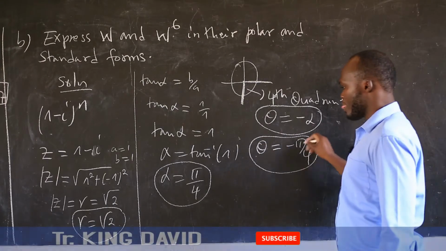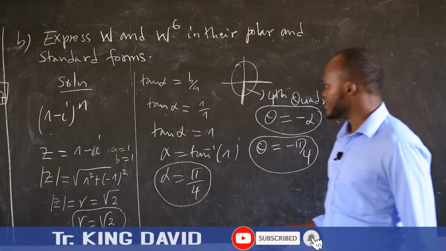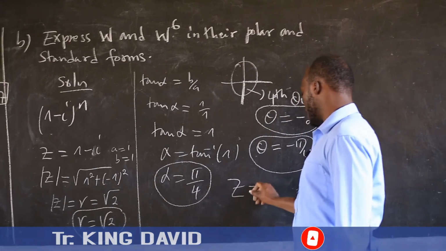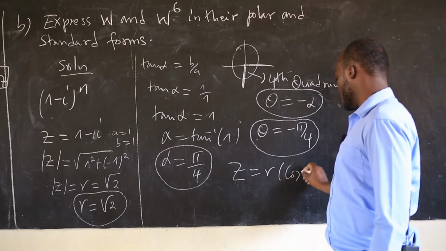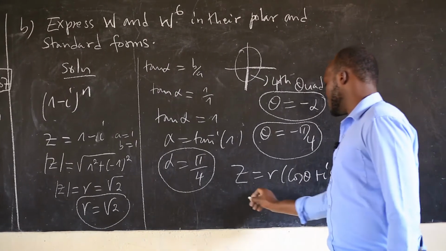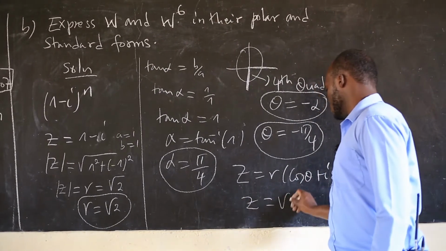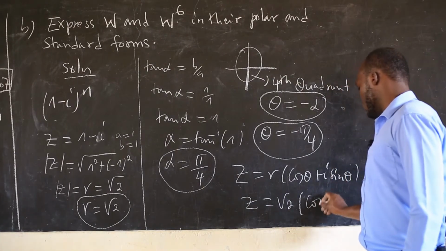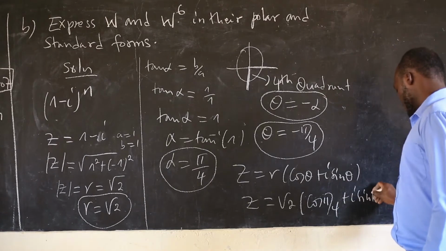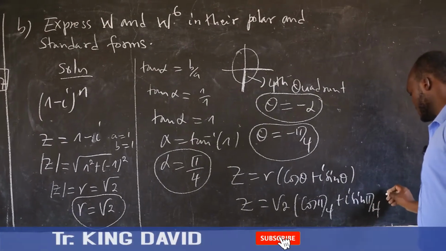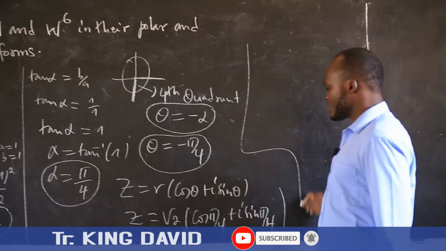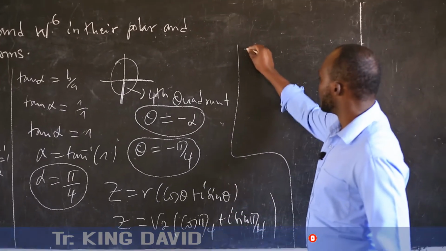That is our angle. So now we can express this z in the polar form, where z equals r into bracket cos angle plus i sine angle. So z will be equal to root 2 into bracket cos pi over 4 plus i sine pi over 4. So this is our polar form. After that, what will be z power n?